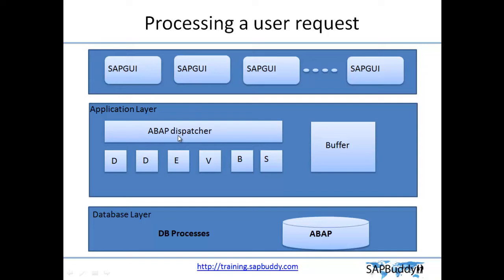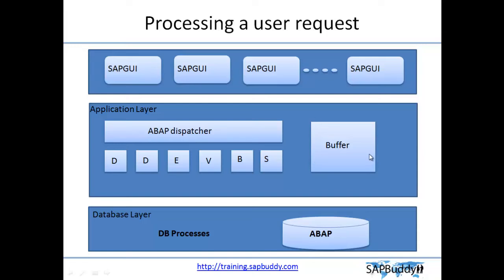So in this scenario, if you have more than 2 dialog work processes, the same user may be requesting a dialog work process a second time. That second request may not be executed in the same dialog work process. It may be executed in a different work process, whichever is available. So that is the beauty of SAP, how it balances the entire load.